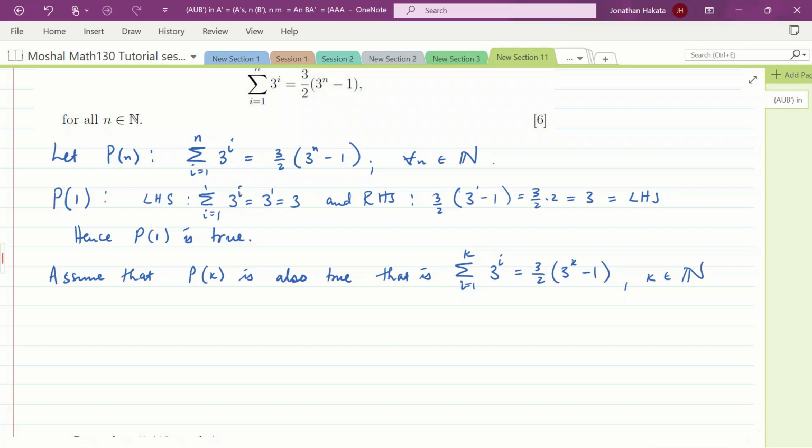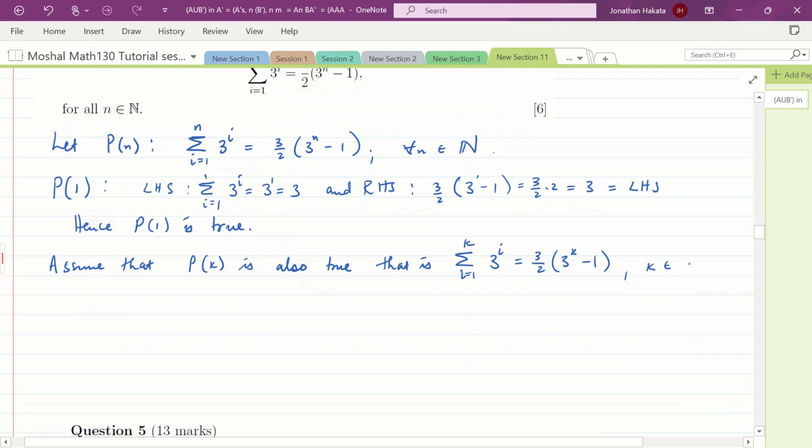Okay, it's fine. And then we can just use positive integers. It's just the same thing. It's one and the same thing. You can just have it as integers there or natural numbers. That's okay. Okay, so now then we must prove that it is also true for Pk plus 1.